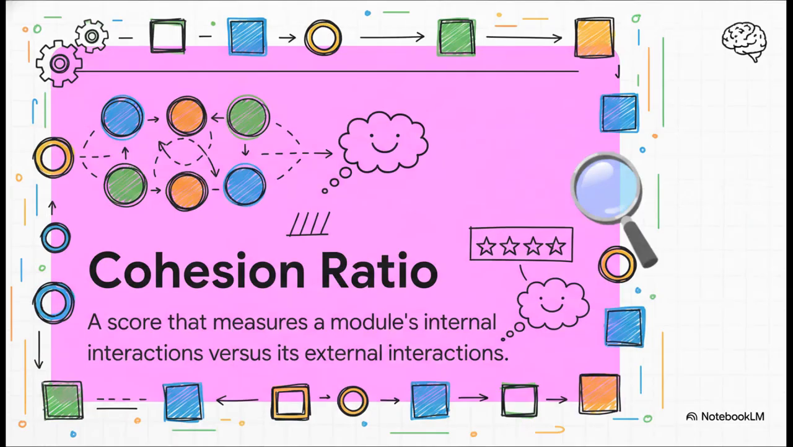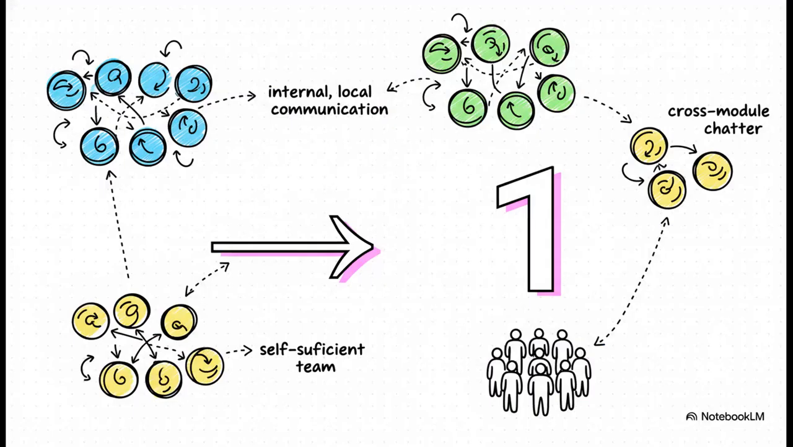And here's the cool part, you can actually measure this. It's called the cohesion ratio. The best way to think about it is as a teamwork score for a module. It basically asks, how much of the work and communication is happening inside this team versus how much time are they wasting talking to other teams? And the goal? It's crystal clear. You want that cohesion ratio to get as close to 1 as you possibly can. A score of 1 would mean a perfectly self-sufficient team that never has to talk to anyone else. You're maximizing that fast internal chatter and killing the slow, expensive cross-country calls to other modules.